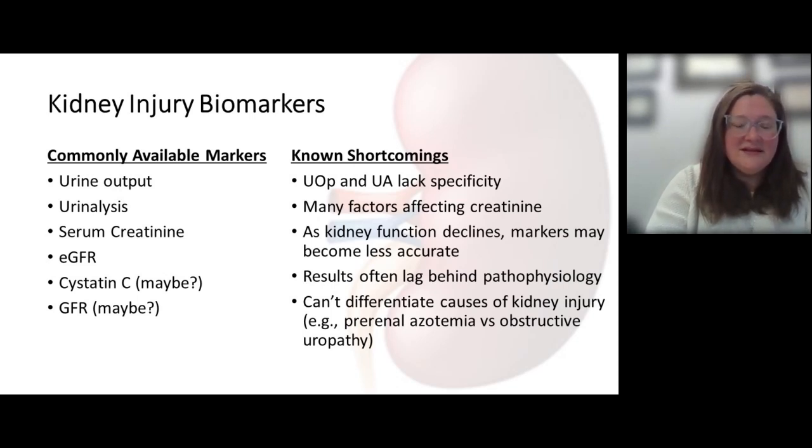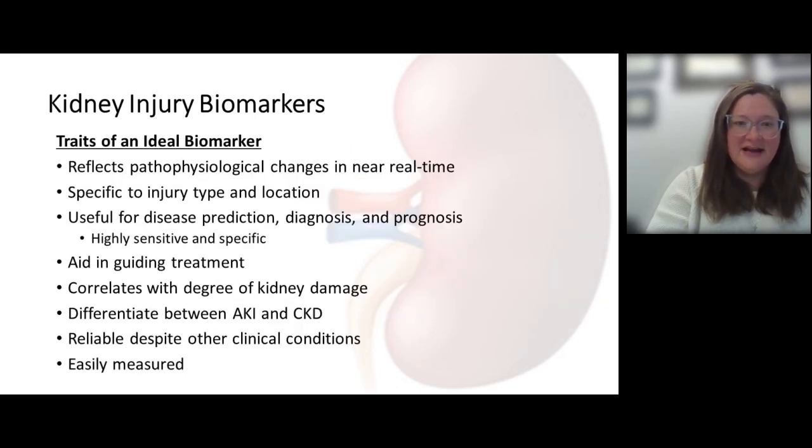And then many of these really can't easily differentiate between the causes of kidney injury. If it's pre-renal azotemia versus obstructive uropathy, we can't tease out the differences using just a serum creatinine. So in the last 10 to 20 years, there's been a lot of research looking for biomarkers of acute kidney injury. And these are some of the ideal traits of such a biomarker.